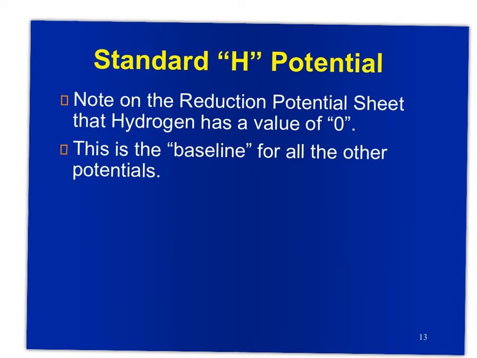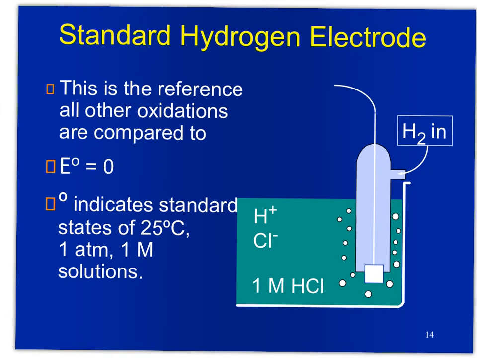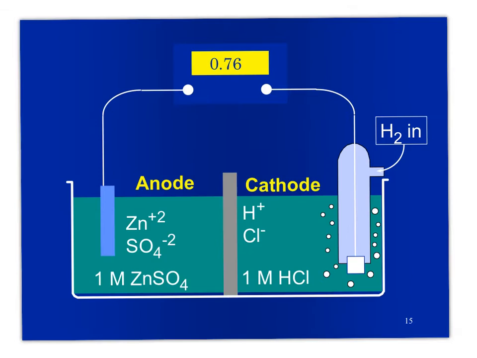And note on the reduction potential sheet that hydrogen has a value of 0. This is the baseline for all other potentials. As mentioned in the other slide, the hydrogen is the standard electrode. It's the reference for all the oxidations. The E naught is 0, and that mark that we've seen before indicates standard states of 25 degrees Celsius, 1 atmosphere, 1 molar solutions. Clearly, we're going to deviate from standard states at some point in time.